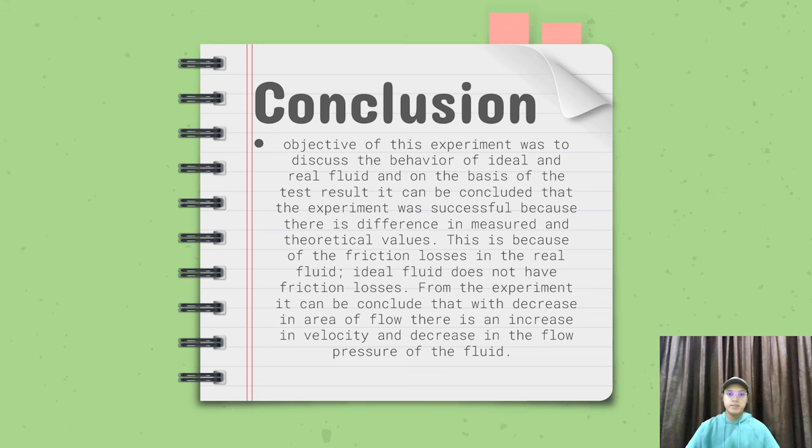And the conclusion from this experiment is that the experiment was to discuss the behavior of ideal and real fluid, and on the basis of the test results, it can be concluded that the experiment was successful because there is a difference in measured and theoretical values. This is because of the friction losses in the real fluid. Ideal fluid does not have friction losses. From the experiment, it can be concluded that with a decrease in area of flow, there is an increase in velocity and a decrease in the flow pressure of the fluid.